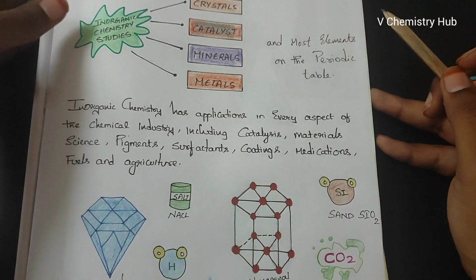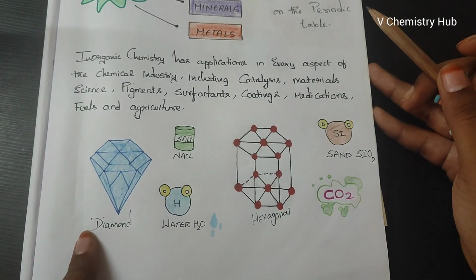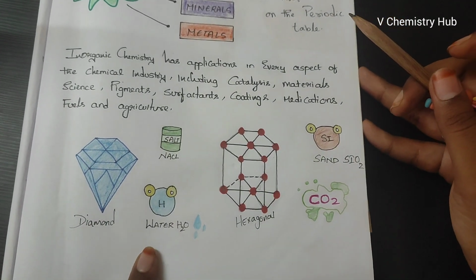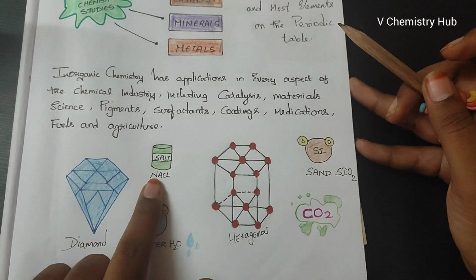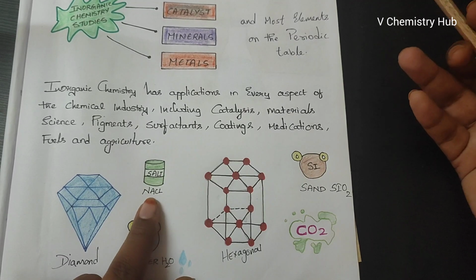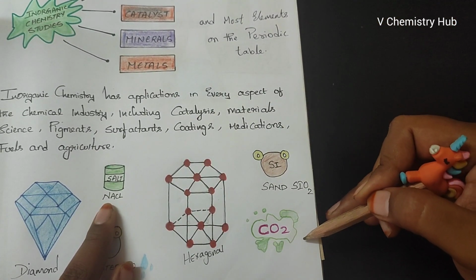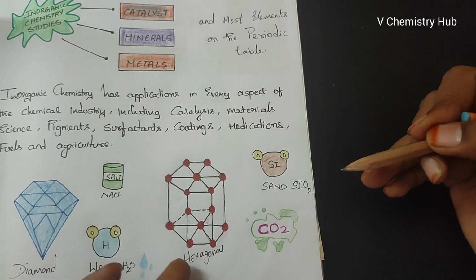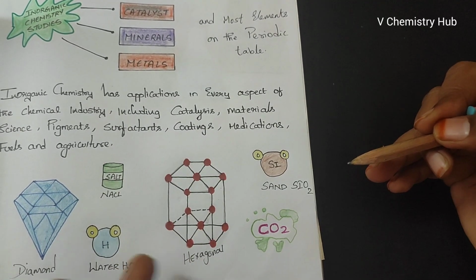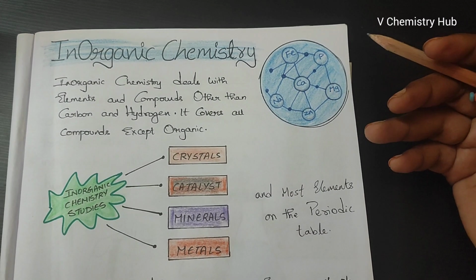Some of the well known inorganic chemistry things which are around us are diamond, water. Water is an inorganic compound. NaCl, which is also known as common salt, table salt, and sand, SiO2, carbon dioxide which we release. And these are some of the structures of inorganic chemistry. This is the hexagonal structure which comes in inorganic chemistry. So this is all about inorganic chemistry. This is the basic information of inorganic chemistry.